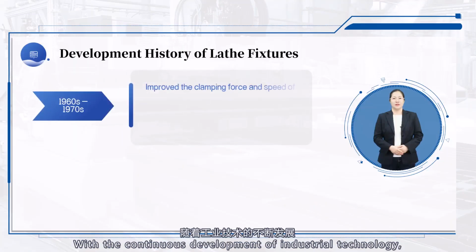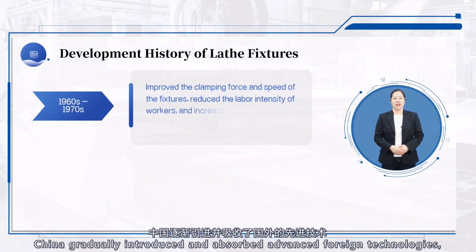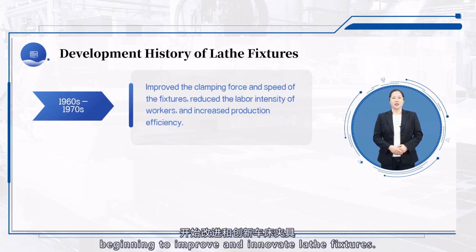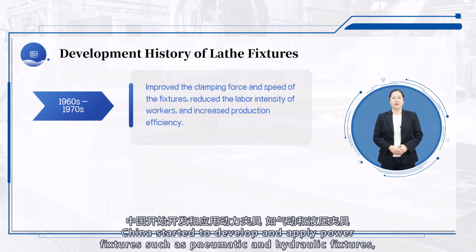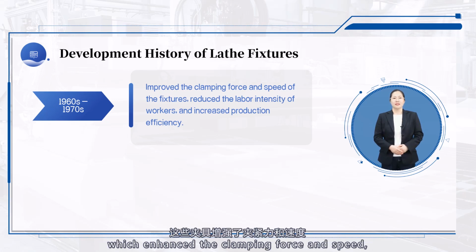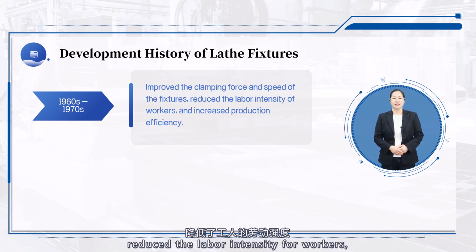With the continuous development of industrial technology, China gradually introduced and absorbed advanced foreign technologies, beginning to improve and innovate lathe fixtures. In the 1960s and 1970s, China started to develop and apply power fixtures such as pneumatic and hydraulic fixtures, which enhanced the clamping force and speed, reduced the labor intensity, and increased the production efficiency.